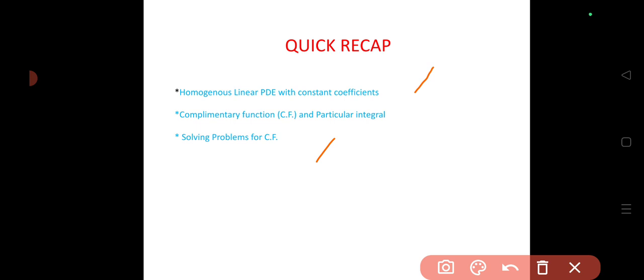First of all, we have to write the given equation in the operator form. Next, we have to find the auxiliary equation. If the roots are real and distinct, we write z = f1(y + m1x) + f2(y + m2x). If the roots are real and equal, z = f1(y + m1x) + x f2(y + m2x).